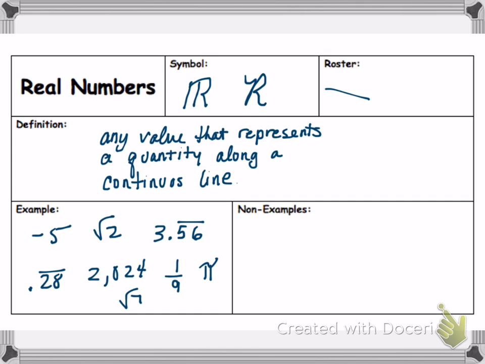Non-examples are imaginary numbers, and I know that just sounds probably a little crazy, but imaginary numbers will come up in Algebra 2, and they begin with the square root of -1. But we won't really talk about those. You'll get into those in Algebra 2. So basically, any of the values that we're going to give you are real number values, and we'll be looking at that real number system only.